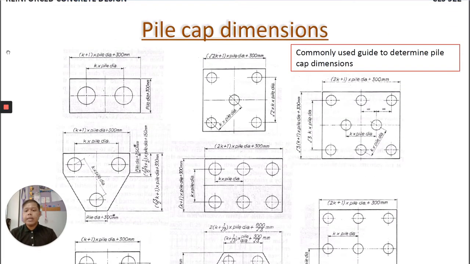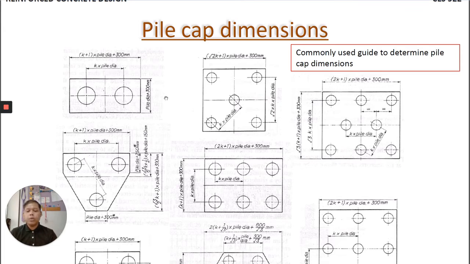Okay, here are the dimensions of the pile group if we have 2 piles. So K, for example, if we have 2 piles per pile cap, here are the dimensions of this H and also B, which is K plus 1 times the pile diameter plus 300, and then the distance or the span between each pile, or spacing, is K times the pile diameter.